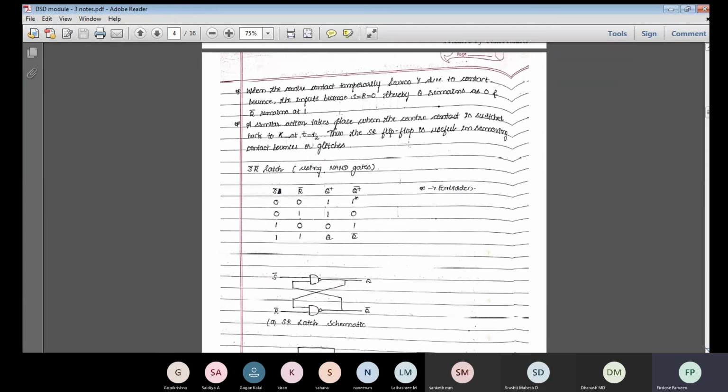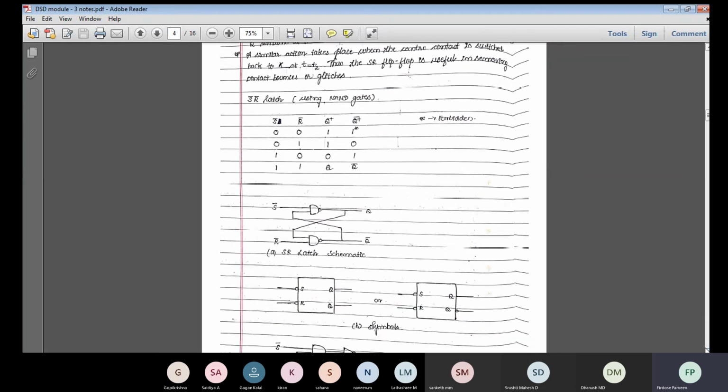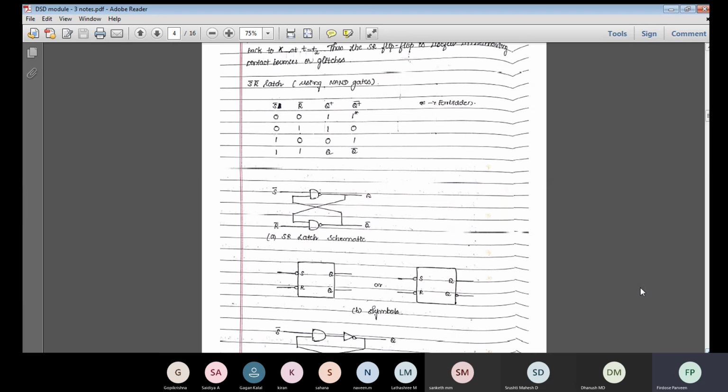Next now, S bar R bar latch. Okay. S bar R bar using NAND gates. As you have seen, SR using NOR gate it was. This is S bar R bar using NAND. So SR was here S and here it was R. So you all should know the difference between this and that. So this is S bar R bar.